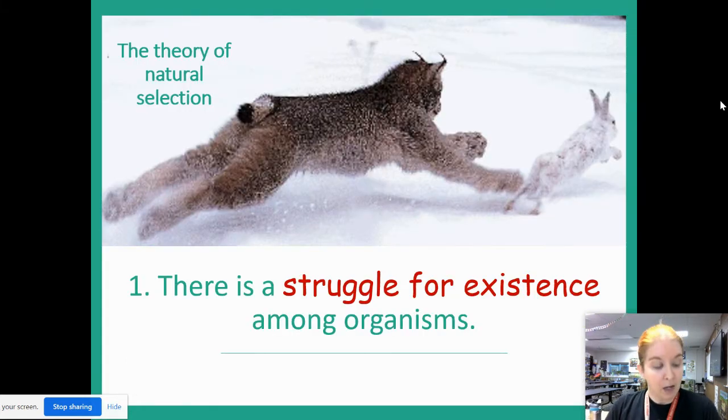So, theory of natural selection. Moving on to the next page. There are a couple parts to the theory of natural selection. I'm just going to give you the numbers and then go ahead and think about what you need to do to answer the questions on the other side, and check in with me if you have any questions or comments about those. So, theory of natural selection. Number one, we need a struggle for existence among organisms. We have winners, we have losers. There you go. You have some type of struggle.